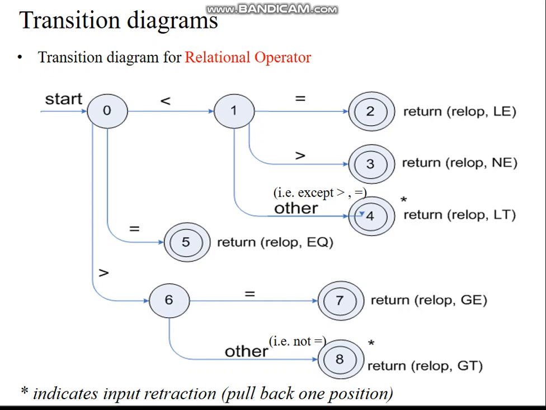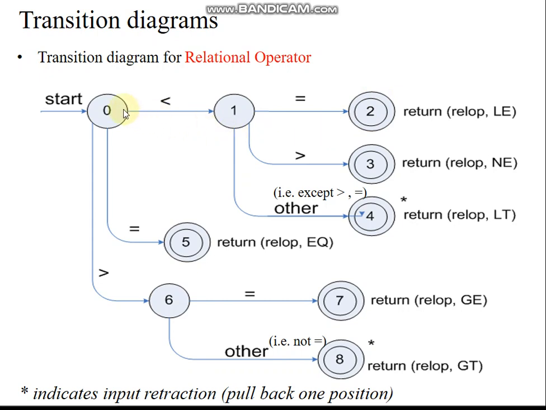Hi. In the last lecture, we have seen different patterns for digits, relational operators, identifiers, white space, etc. Here, we will see how they are recognized by the state transition diagrams of finite automata. This state transition diagram gives the relational operators: less than, less than or equal, greater than, greater than or equal, and equal. This is the initial state, and whichever state has two circles is a final state. That means accepted. If it does not reach the final state, it is rejected.